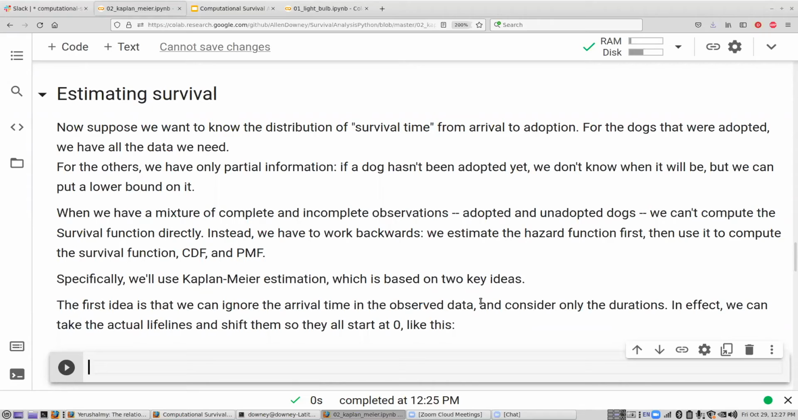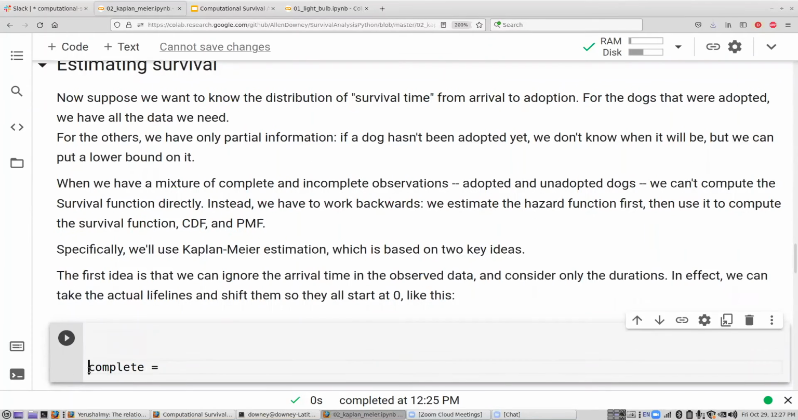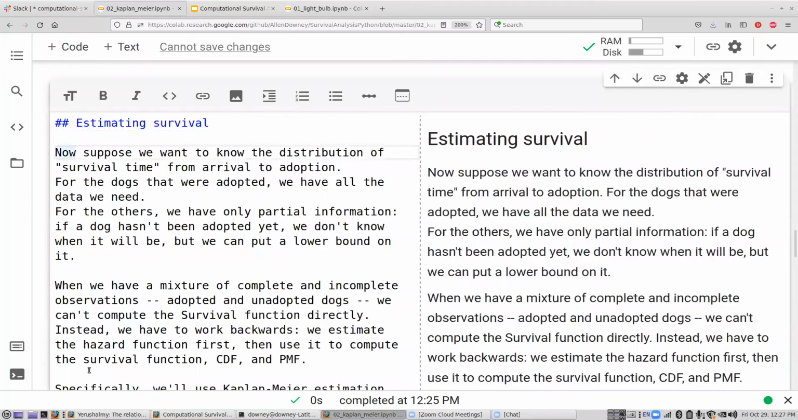All right. The first thing I'm going to do is separate out what I'm going to call the complete cases from the incomplete cases. So complete means that we know the adoption time, and incomplete means we don't because the dog was still in the shelter. So I'm going to pull out complete, and it's going to be the duration. And let me back up. I think I need to compute the duration. All right. So I'm going to pull out the durations.